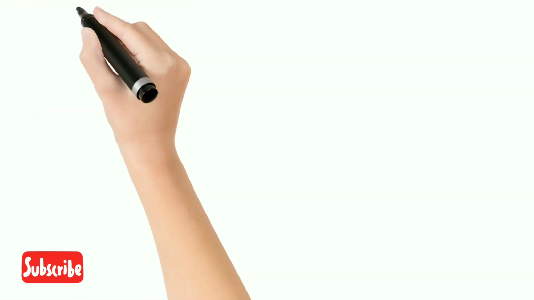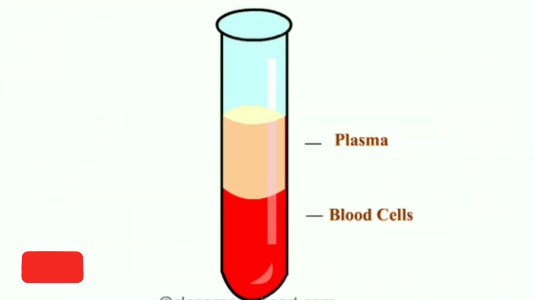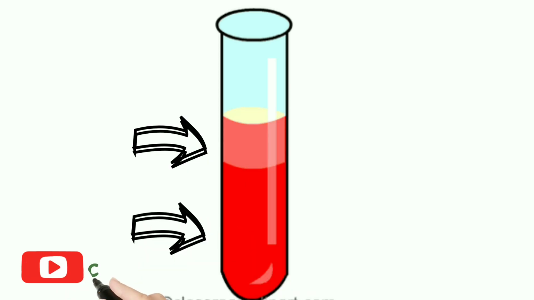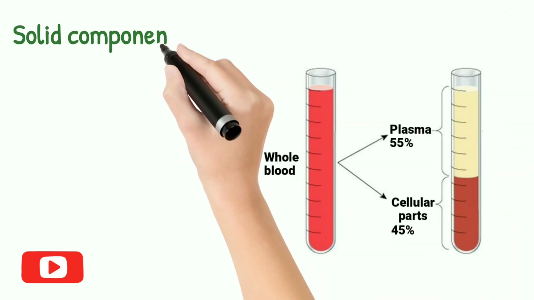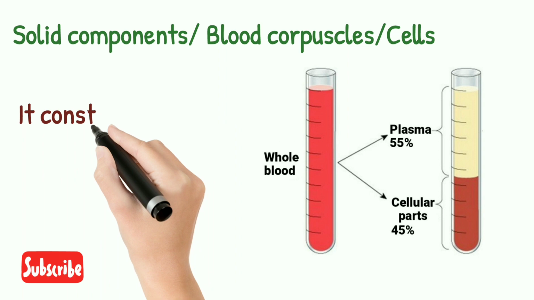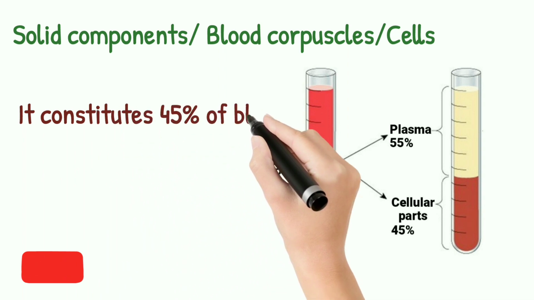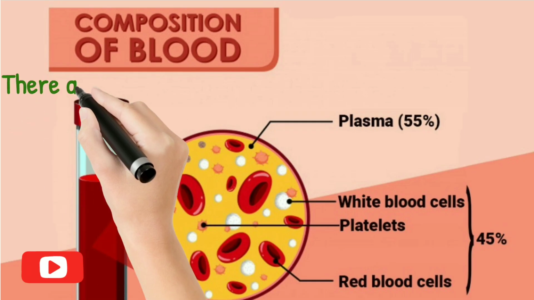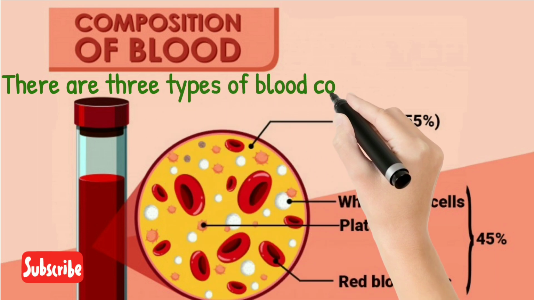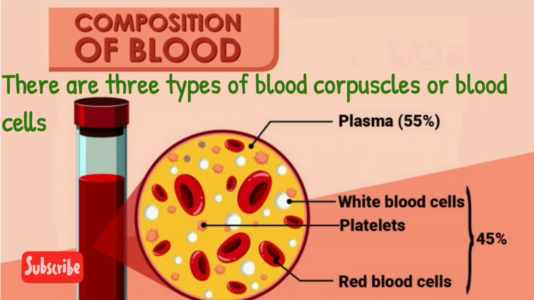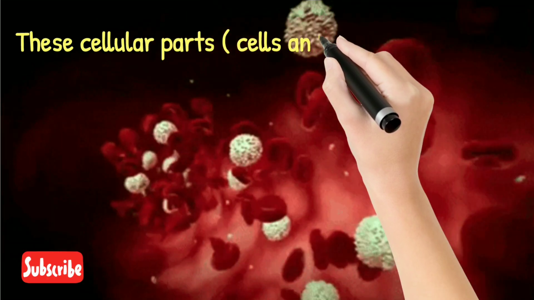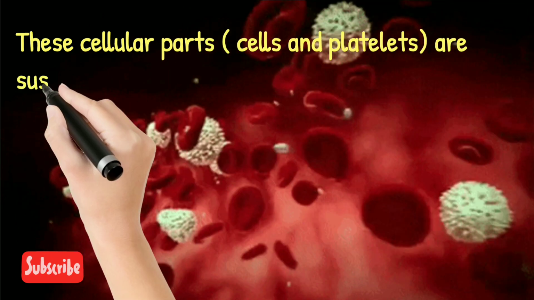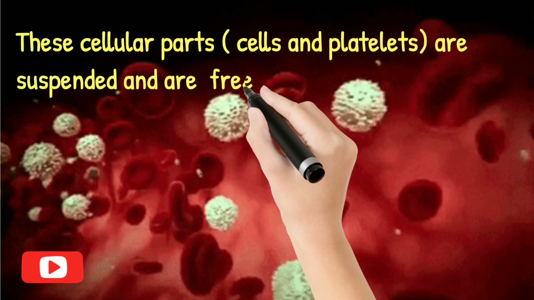It consists of two main components: a solid component called blood corpuscles and a liquid component called plasma. The solid component, or blood corpuscles, constitutes 45% of the blood. There are three types of blood corpuscles or blood cells: RBC, WBC and platelets. These cellular parts, cells and platelets, are suspended and freely floating in the plasma.